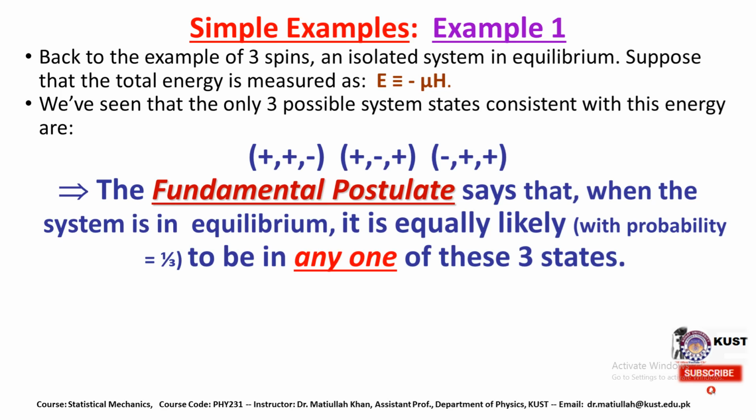We have a basic system of 3 spins, an isolated system in equilibrium. Suppose the total energy of this system is E equals minus mu h. We have seen that only 3 possible system states are consistent with this energy: up, up, down; up, down, up; and down, up, up. Using the fundamental postulate, the system is in equilibrium and it is equally likely to be in any of its possible states. In each case two spins cancel each other and one is up. These are the 3 possible states, and the probability of the system being in any of them is equal.